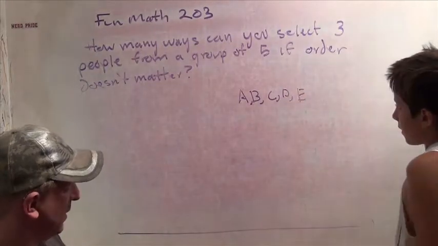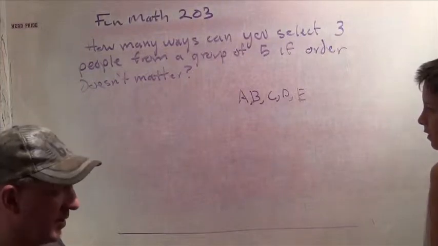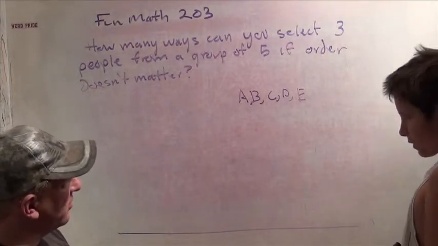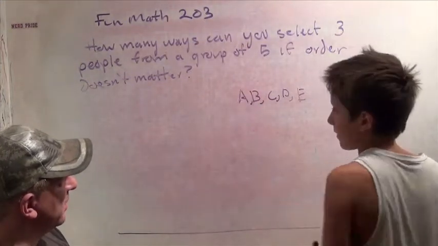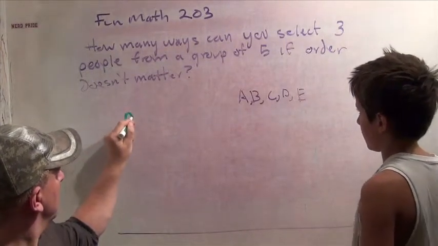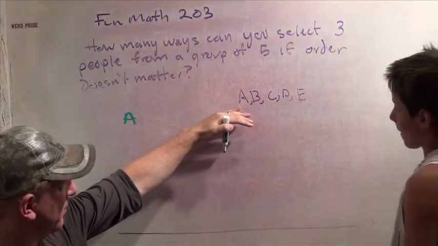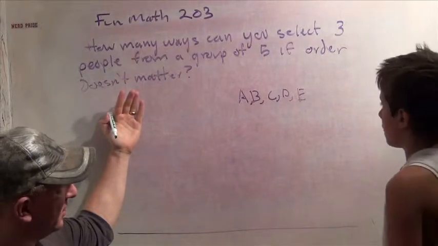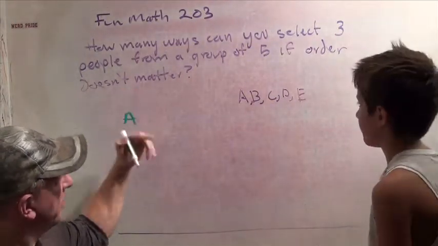We're going to try to find groups of 3. Before you just jump into it, what's a good way to even think about this? Well, we can start with all the ones where A is the lowest letter alphabetically. If you know A is in there, what do you have to do next? We have to choose 2 out of 4 now.